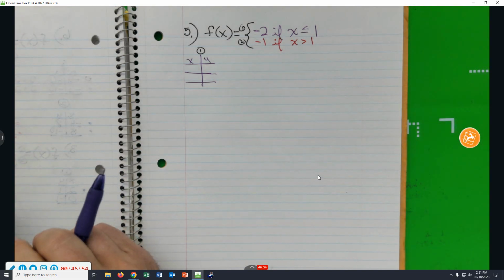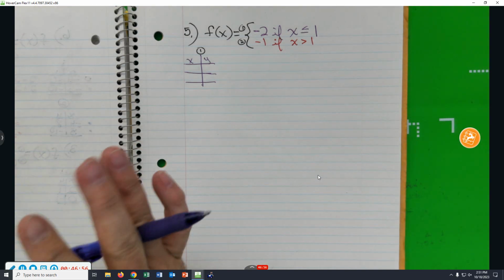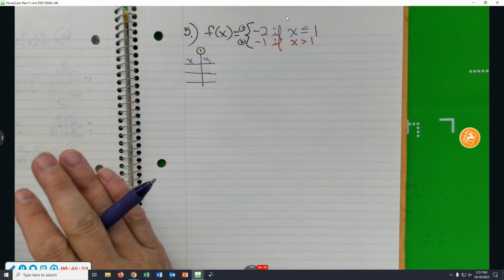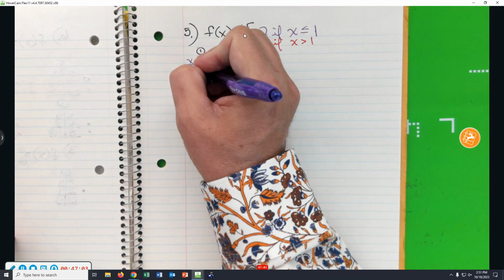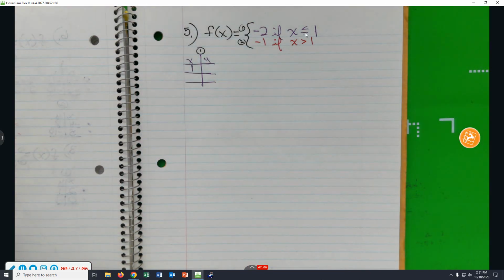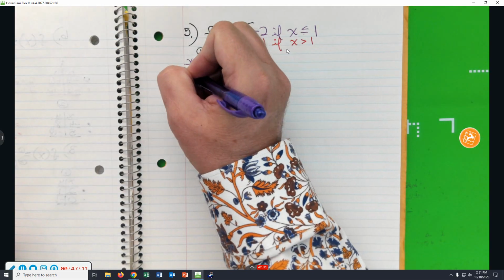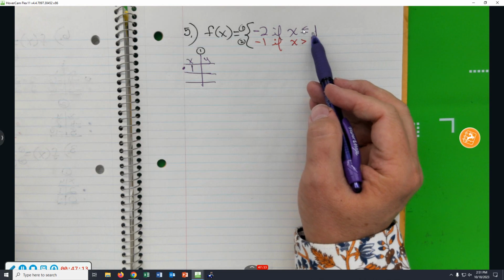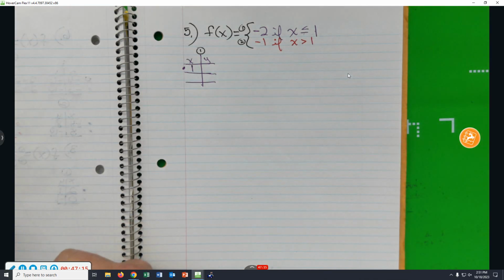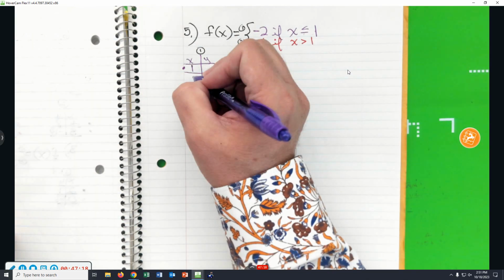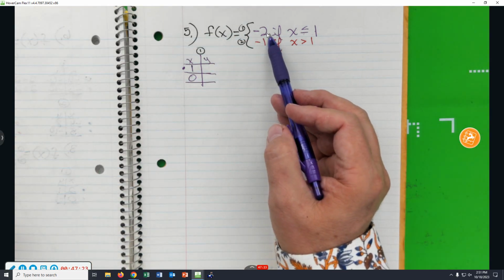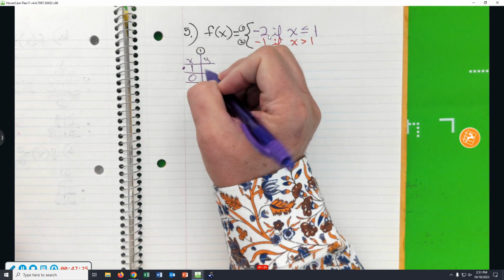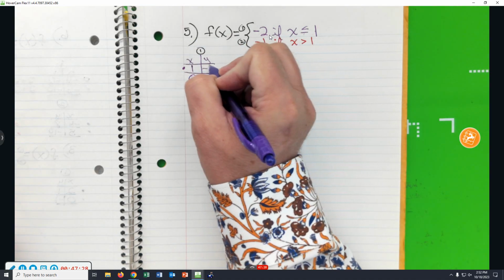What's the first number I must use for x? I don't have a choice. 1, that's the cut point. Is it going to be open or closed? Closed, I agree. Now we need an x value smaller than 1. What do you want to use? 0 is a good one. In both cases, there's no x to plug in, so the y value is going to be -2.